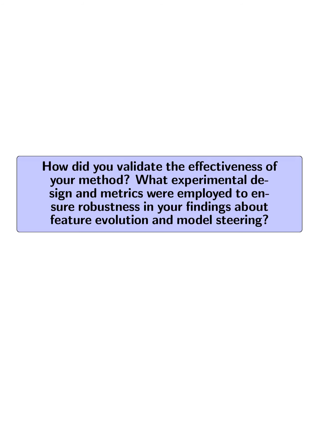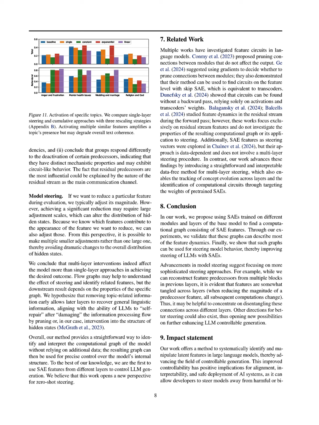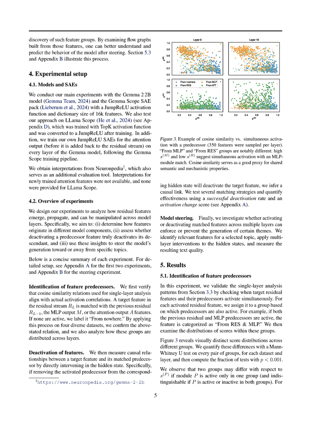How did you validate the effectiveness of your method? What experimental design and metrics were employed to ensure robustness in your findings about feature evolution and model steering? To validate the effectiveness of our method, we conducted a series of experiments focusing on feature evolution and model steering. We first verified the alignment of cosine similarity relations with actual activation correlations by matching target features in the residual stream with their predecessors across various datasets.